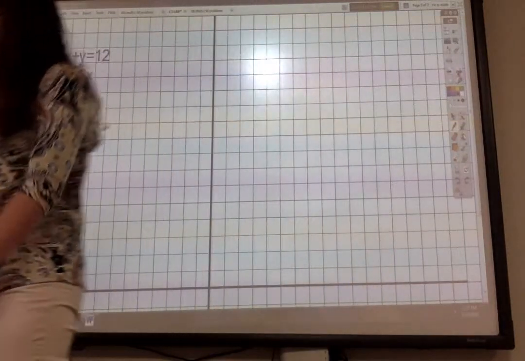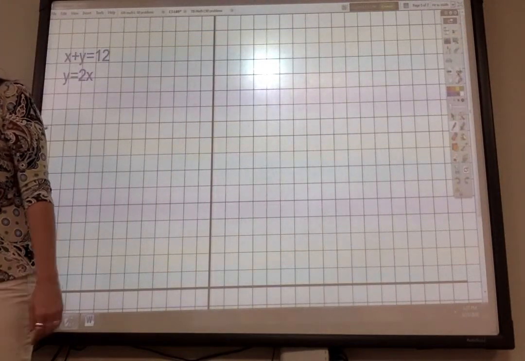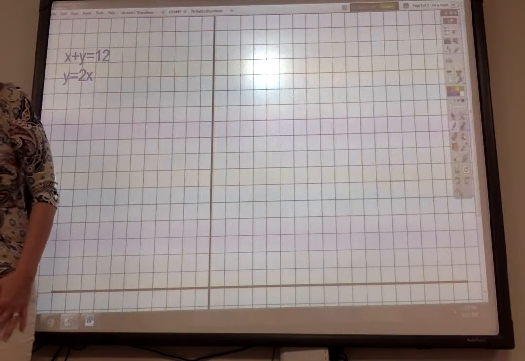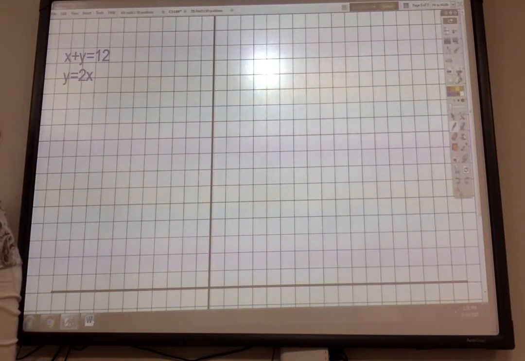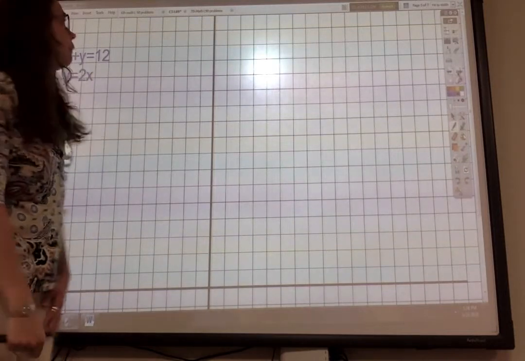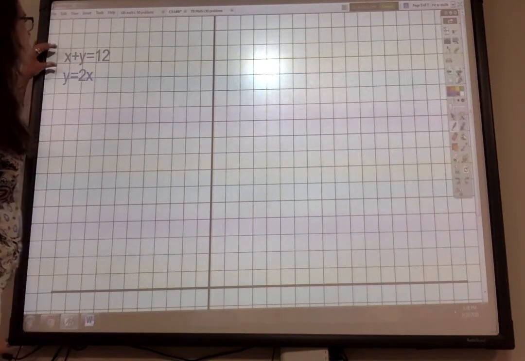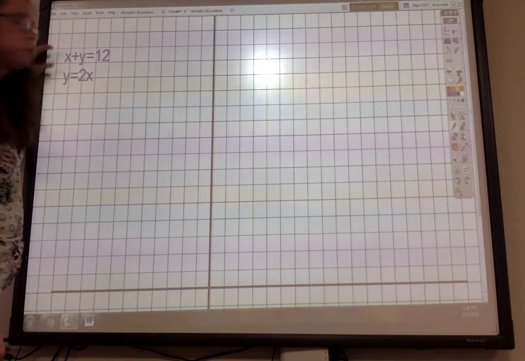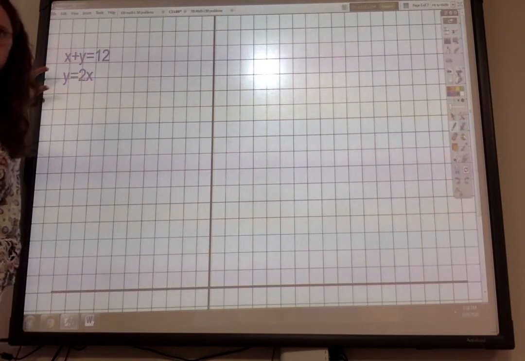Okay, so for B, on B, Nikki's thinking of two numbers. Their sum is 12. The greater number is double the lesser number. And then they give us the equations. Our first equation is x plus y equals 12. Our second equation is y equals 2x.